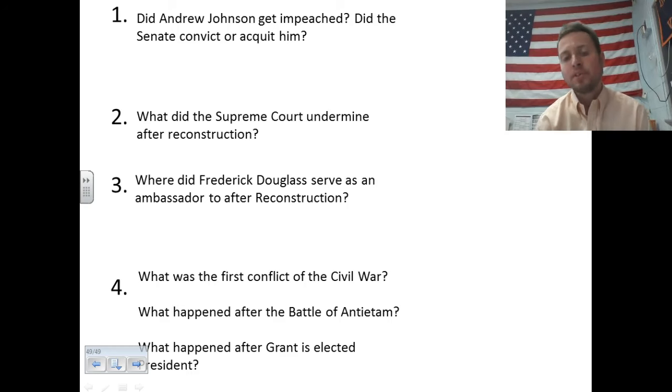4, what was the first conflict of the Civil War? The first conflict was Fort Sumter because that's where the first shots were fired. What happened after the Battle of Antietam? The Emancipation Proclamation was issued. Antietam leads to freedom. And then finally, what happened after Grant is elected president? The Compromise of 1877, which ends Reconstruction.